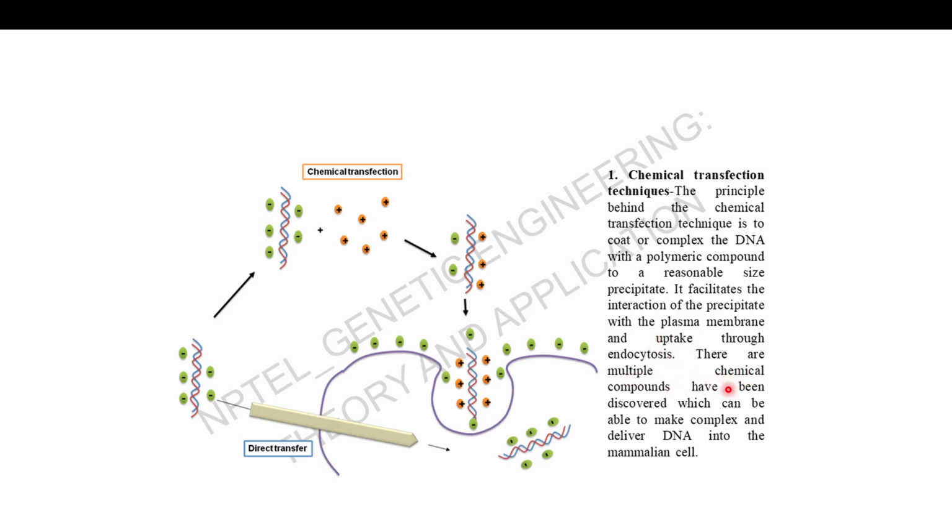So there are multiple chemical compounds that have been discovered which are able to form these complexes that we are talking about, and can deliver the DNA directly into mammalian cells. So this is incorporated in the case of mammalian cells. In the case of simple bacterial cells, transformation is fine, if transformation or electroporation is good enough.